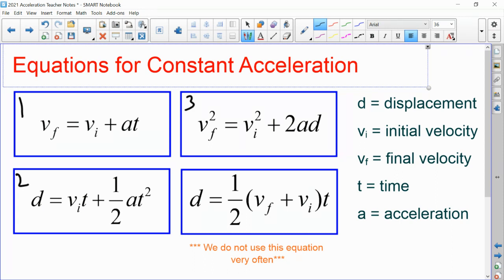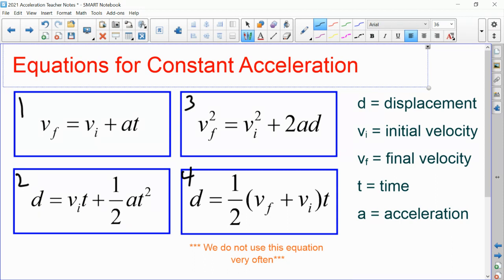The third equation doesn't have time in it, and it's V final squared equals V initial squared plus 2AD. And that's 2 times the acceleration times the distance. And then the fourth equation, we really don't use a whole lot. In fact, some teachers don't use it at all. But in case your teacher likes to use it, I'm going to include it. It's that the displacement D is equal to 1/2 VF plus VI all times T. Notice this equation doesn't have acceleration in it.